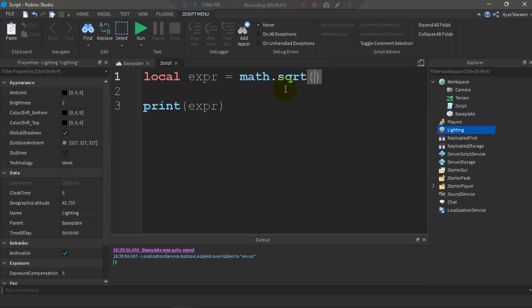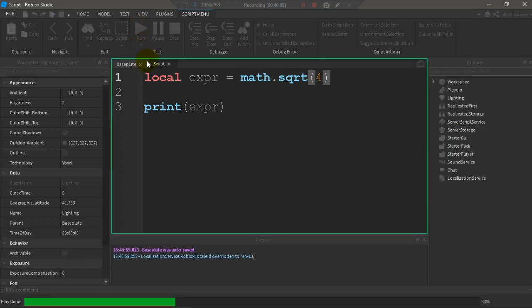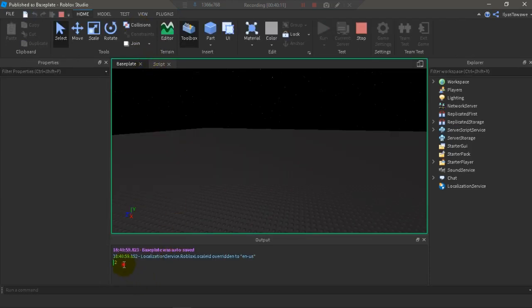So math.sqrt. What this function does is you give it one parameter, and it gives you the square root of this parameter. For example, the square root of 4, as we all know, is 2, because 2 times 2 is 4. As you see, it's giving us 2.